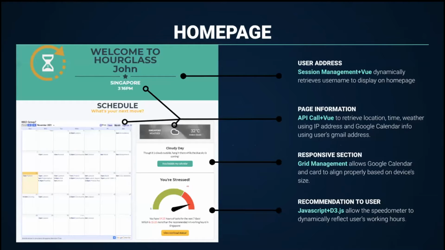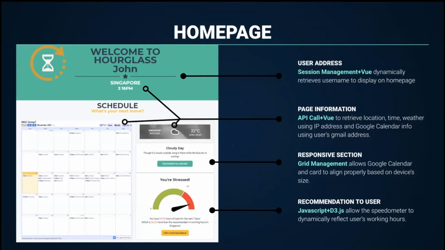Now I'll be going into the details of how we use these technologies to make our web page dynamic and interactive. So when the user logs in, he'll be greeted based on his username. This is done with session management and Vue.js to dynamically retrieve his username to display on the homepage. By calling various APIs, we retrieve the location, time, and weather information using IP address, and Google Calendar information using the user's Gmail address. All these are then displayed using Vue.js.